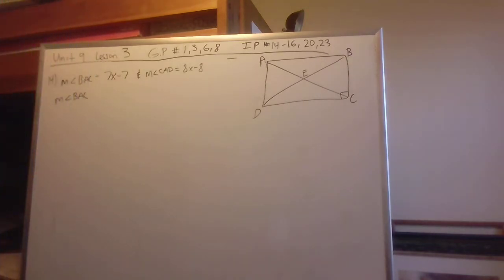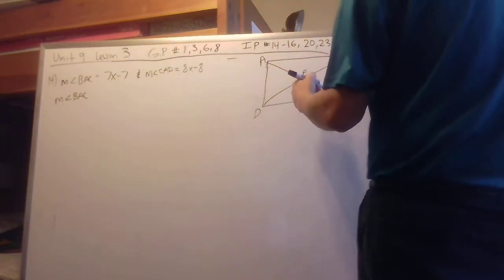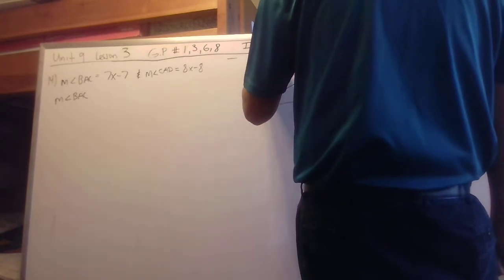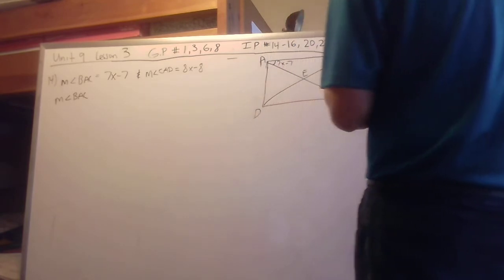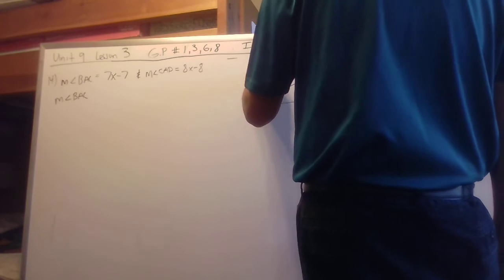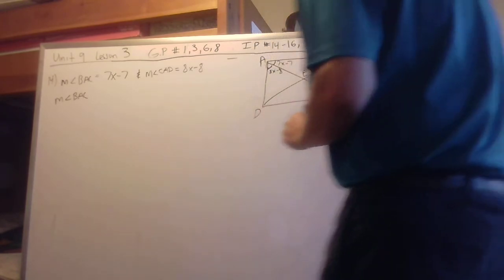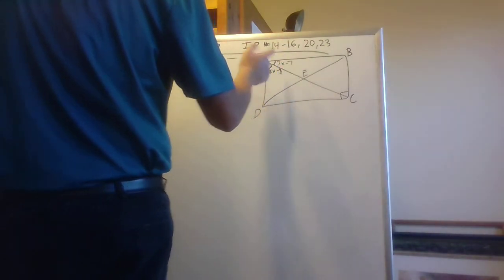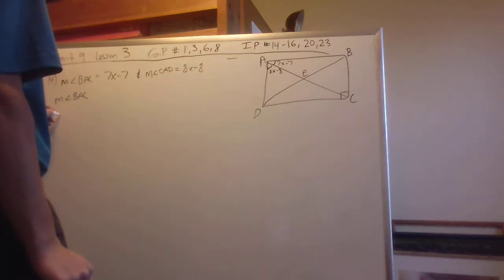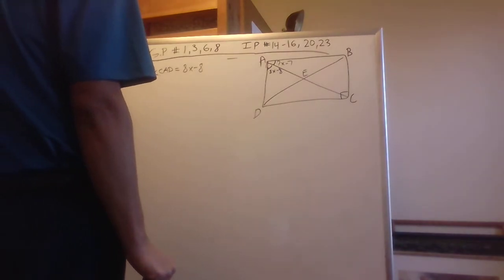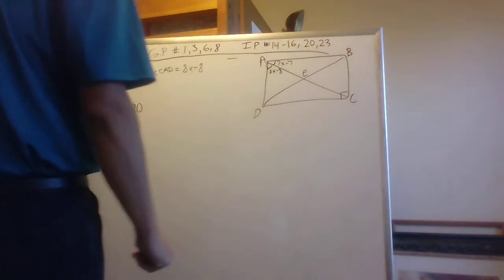All right, so when we look at this, we could just label BAC, so it'd be right here. This angle is equal to 7x minus 7, and CAD right here is equal to 8x minus 8. According to the property of rectangles, we know that these two angles add up to 90 degrees. So we're going to go 7x minus 7 plus 8x minus 8 equals 90 degrees. And then we're going to solve for x.